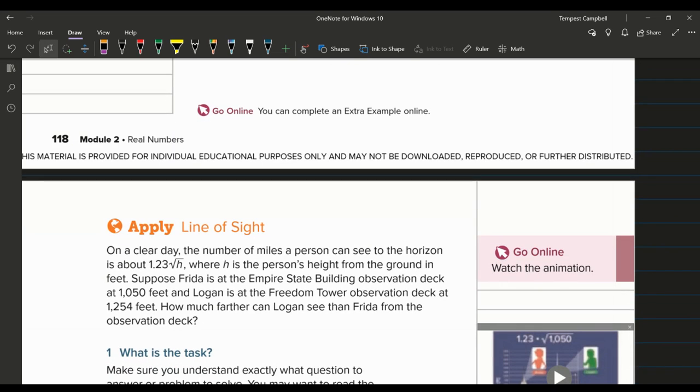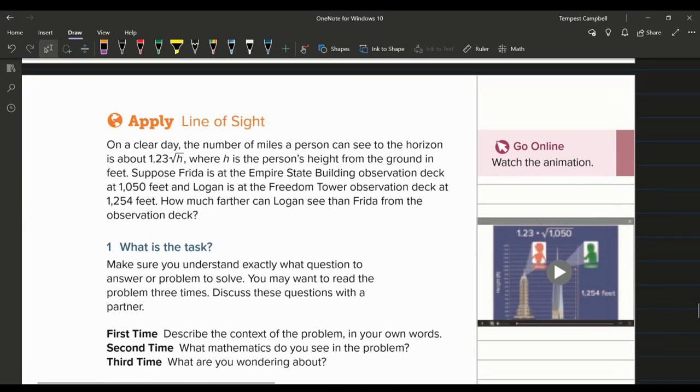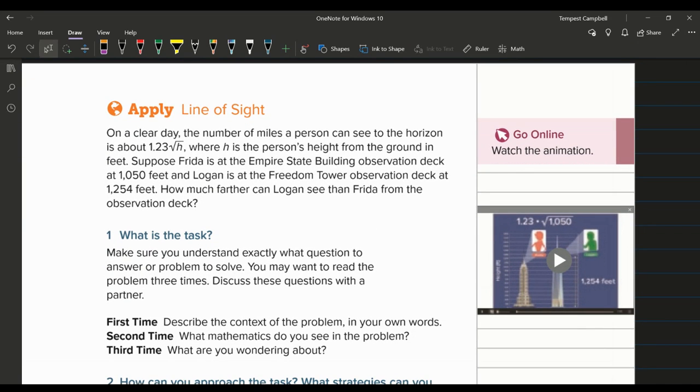And we're going to do the apply together in class. I have also assigned the online assignment to help you with this.